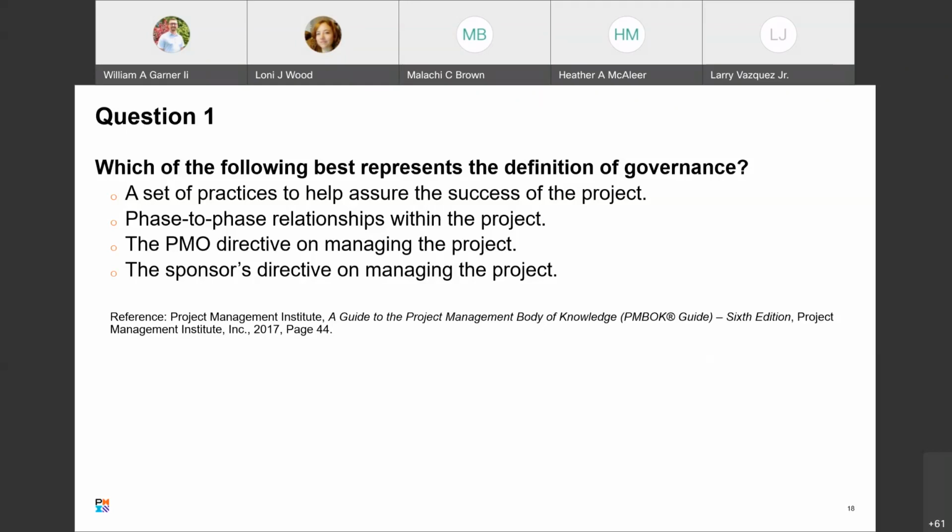So which of the following best represents the definition of governance? Number one, a set of practices to help assure the success of the project. Do you think that's it? Or do you think it's a phase-to-phase relationship within a project? Or do you think the PMO directive on managing the project? Or do you think the sponsor's directive on managing the project? What do we got? Number one, number two, number three, number four?